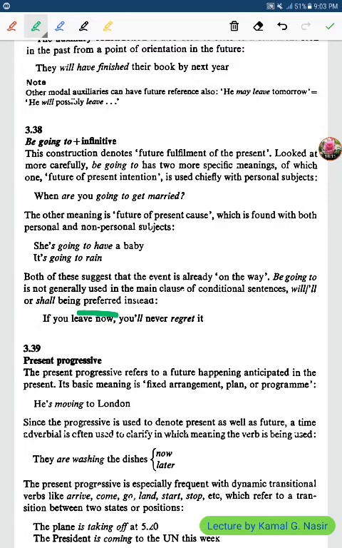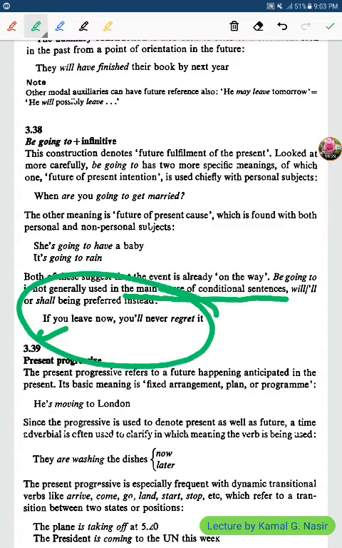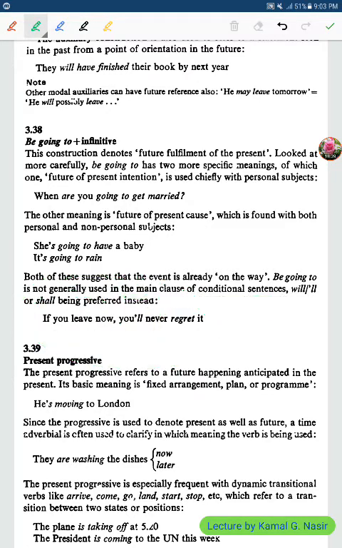Preferred, you see? Instead. So in the main clause of a conditional sentence, we do not use it. Clear? Where is the main clause of this conditional sentence? All this is called a conditional sentence. This is the conditional clause, and this is the main clause. The main clause of the conditional sentence does not take be going to, but it is preferable to put what? To put will or shall.